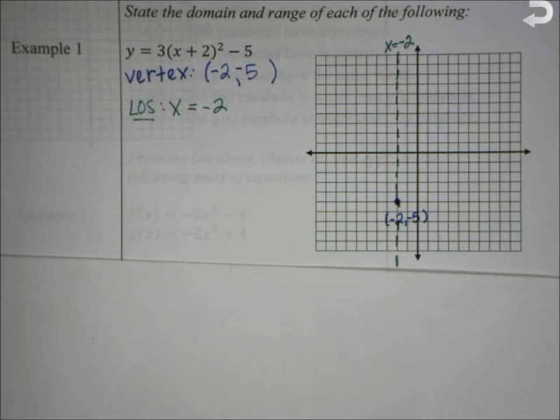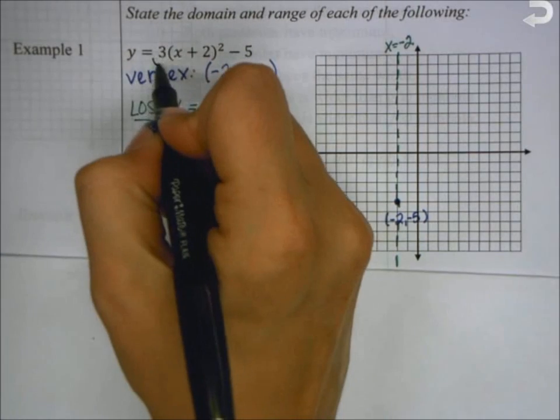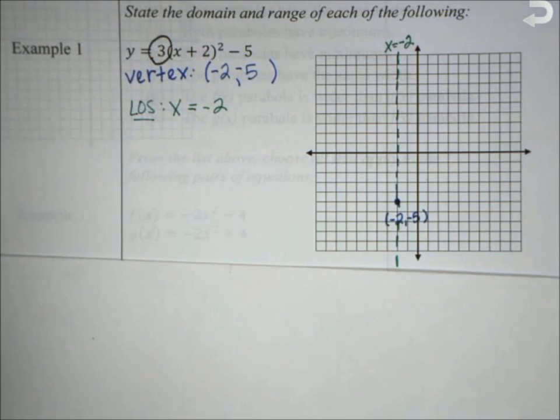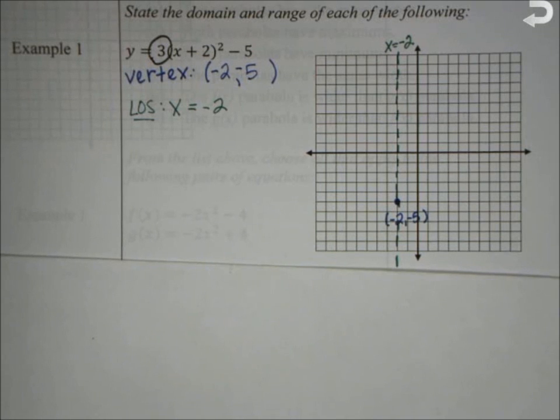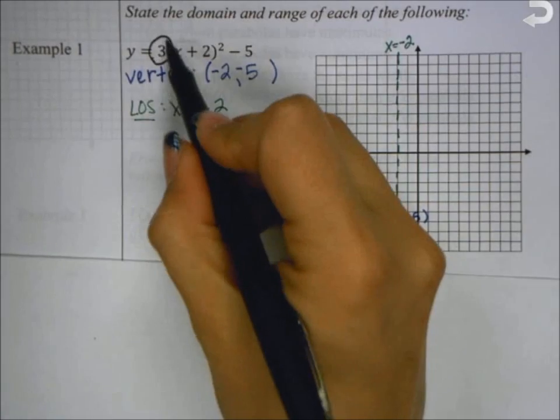Okay, now I need to look at the A value and decide if my parabola is opening up or down. It's going up, and is this one going to be skinny or wide? Skinny, because it is a whole number. So let's draw a skinny parabola opening up. Make sure you try and make it symmetrical through that line of symmetry.